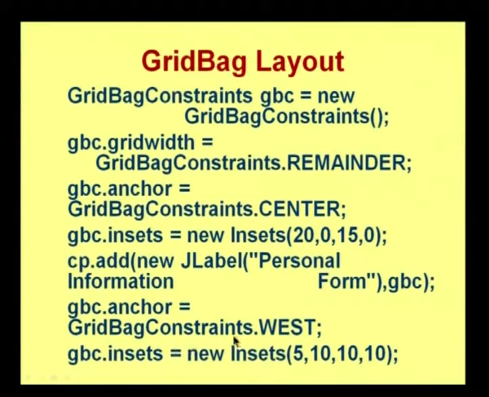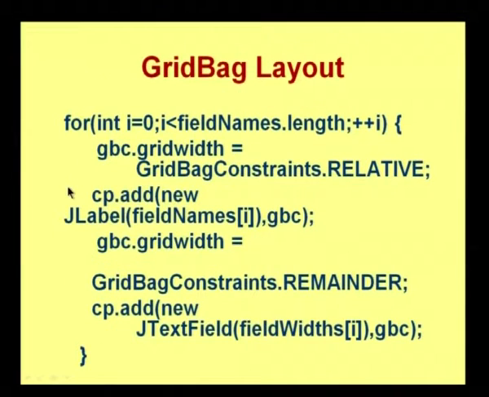So I say GridBagConstraints.WEST. All these components will be aligned towards the left. Now you can see insets. I am setting insets 5, 10, 10 and 10 for this particular component that is to be added next. So here, for int i equal to 0, i less than fieldNames.length. So I am going to access all the fields, the field array. I may have more number of fields here.